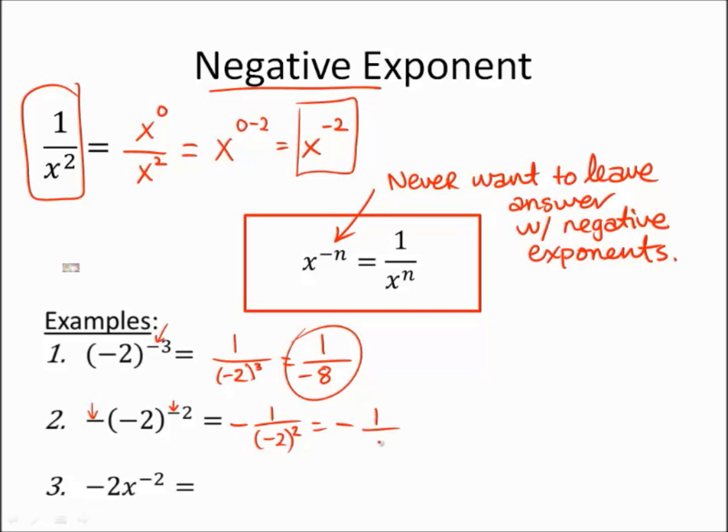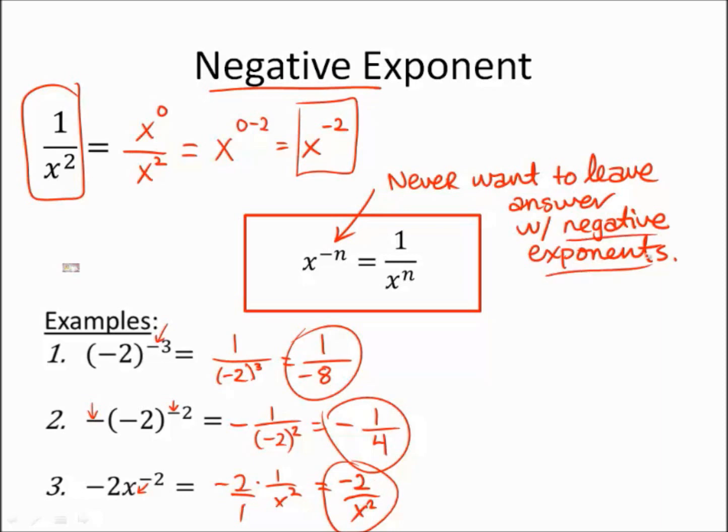Negative 1 over negative 2 squared would be negative 2 times negative 2, 1 over 4. Another one complete. Now this one, the negative 2 exponent is only applying to the x. So the negative 2 is still hanging out, and it's multiplied by 1 over x to the 2, which means the 2 is over a 1, because whole numbers are over 1. So it stays up top as negative 2 over x squared. So all of these answers do not have any negative exponents, and therefore they are a fully simplified form.